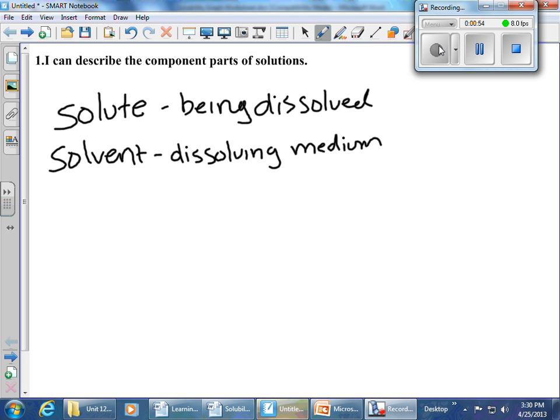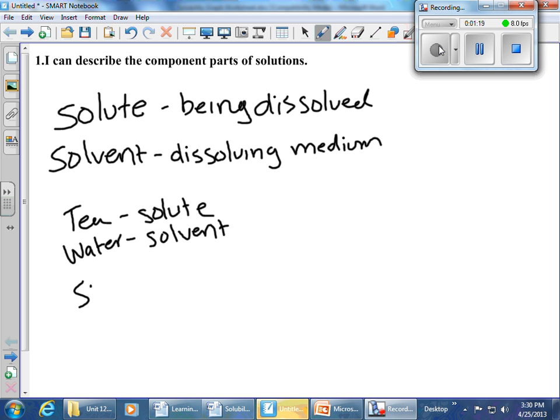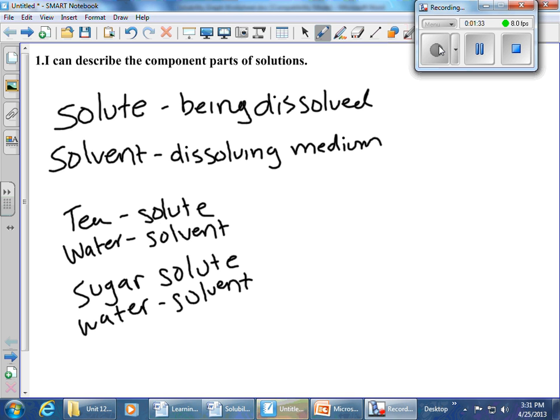If you think about a cup of tea, the tea would be the solute, and water would be the solvent. If you think of sugar water, sugar would be the solute and the water would be the solvent. Those are the components to all solutions. You have to have something that's being dissolved in something else.